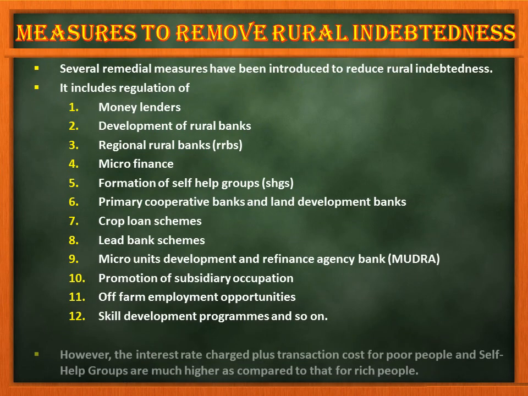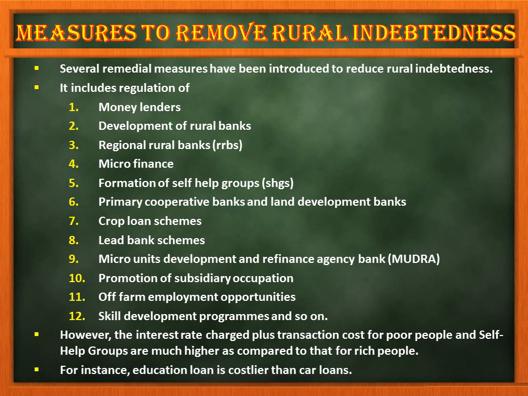Now measures. What are the measures that the government has to take in order to remove the rural indebtedness? Let us see what are the measures. Several remedial measures have been introduced to reduce rural indebtedness. It includes regulation of money lenders. Proper law should be put for the money lenders. Development of more rural banks. Development of regional rural banks.